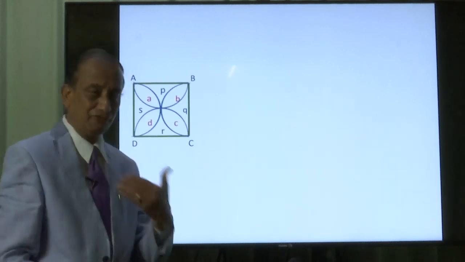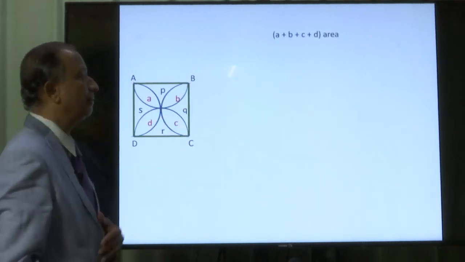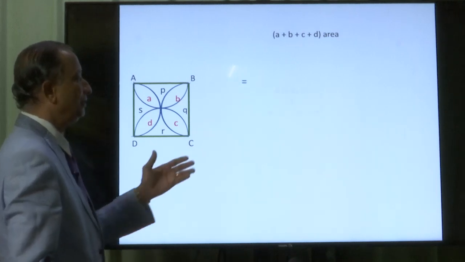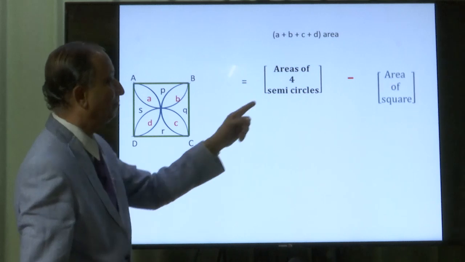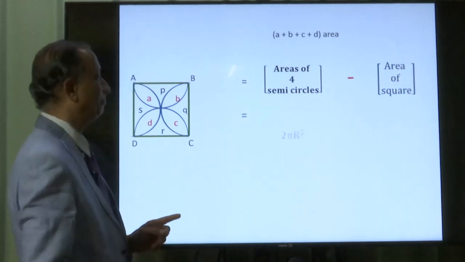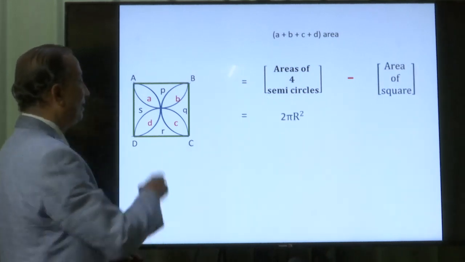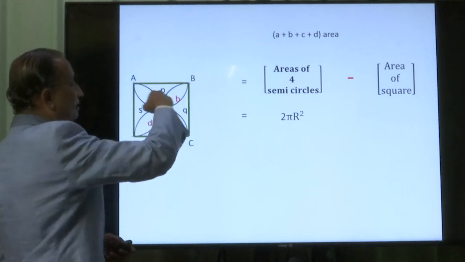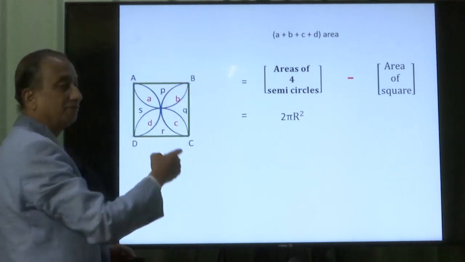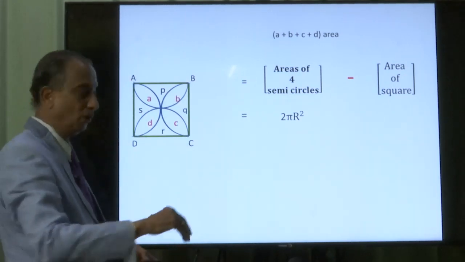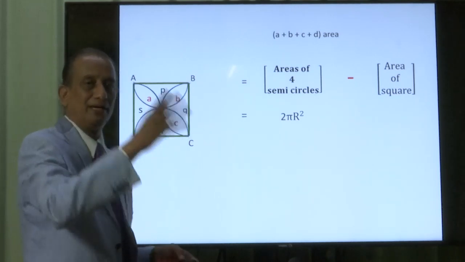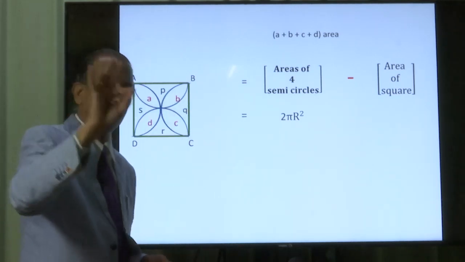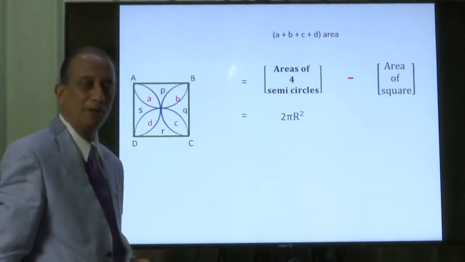Let us take it a little forward, children. Now, A plus B plus C plus D area, we just now understood as the areas of 4 semicircles, from which we have to subtract the area of the square. So, what is the area of 1 circle? Pi r square. This is half of that, so pi r square by 2. There are 4 such, so half pi r square, half pi r square, half pi r square, half pi r square, which is nothing but 2 pi r square.